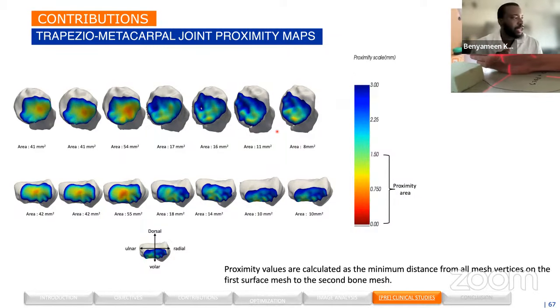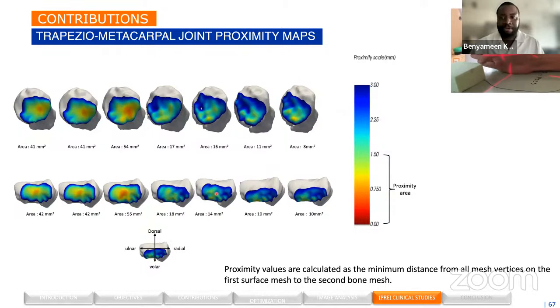And this again is a description of what we call the proximity maps, where we're looking at the Euclidean distance between the two bones as an indication of, for instance, the distribution of the stress on the surface of these structures.